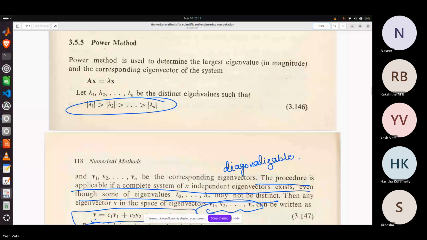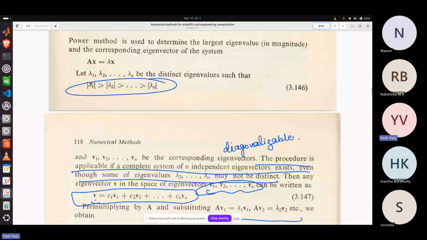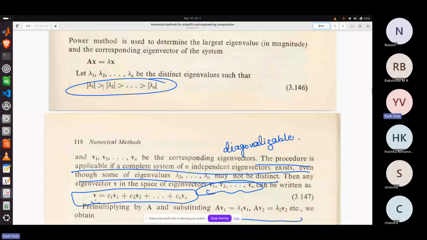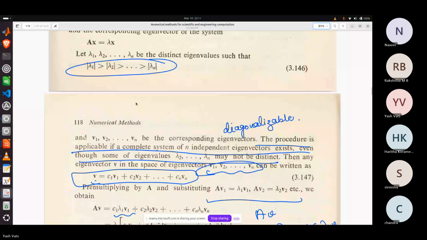So Ax is lambda x, lambda is the eigenvalue of A. And if you have lambda 1, lambda 2, up to lambda n be distinct eigenvalues such that the absolute values are ordered like this. So you can arrange any eigenvalue in such a way, right? But there is a condition that lambda 1, lambda 2, up to lambda n should be distinct.